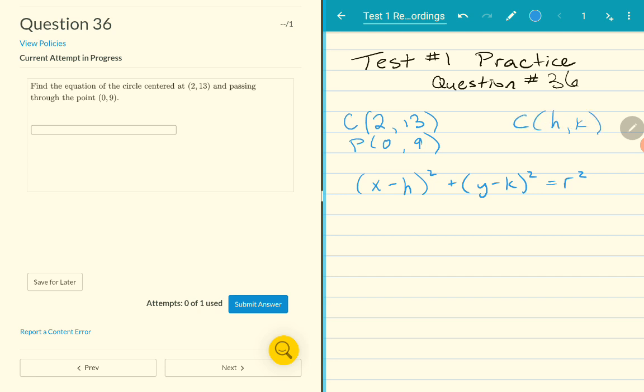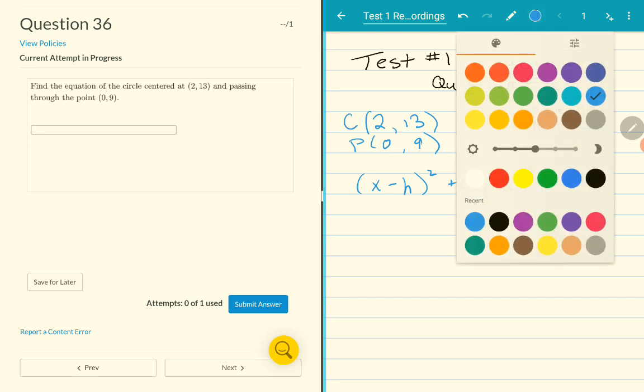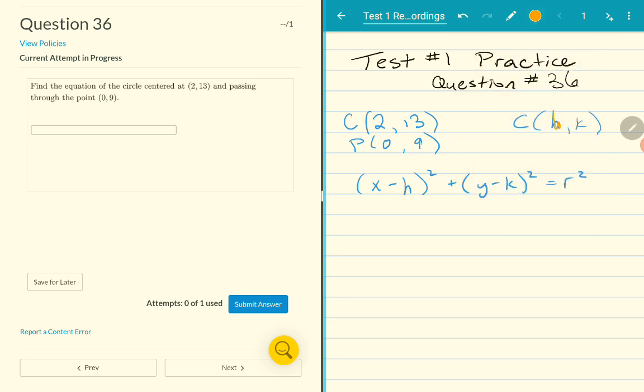So I'm just going to plug in that 2 and the 13 for the h and the k. The h is 2, so I'll plug in a 2 for h. And the k is 13, because I was given that center (2, 13). So I've got the left-hand side, and the only other thing I need to find is the radius. I need to find the h, the k, and the r.